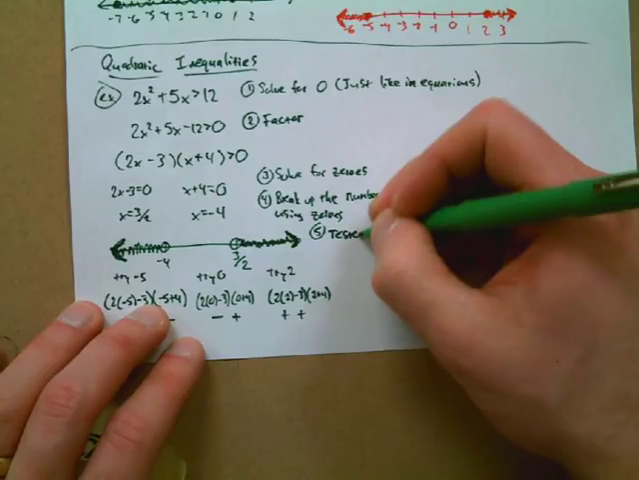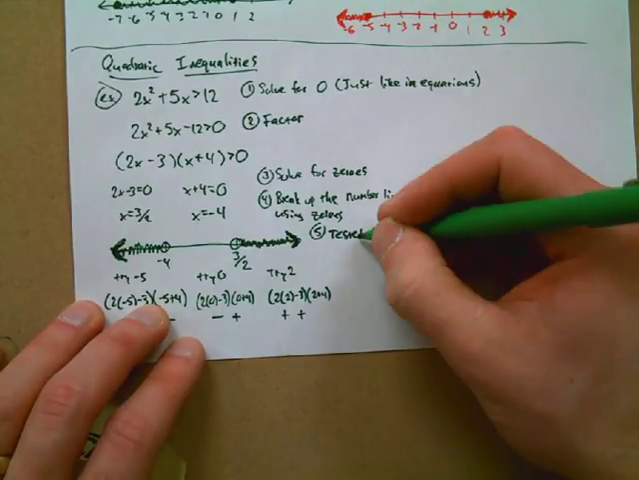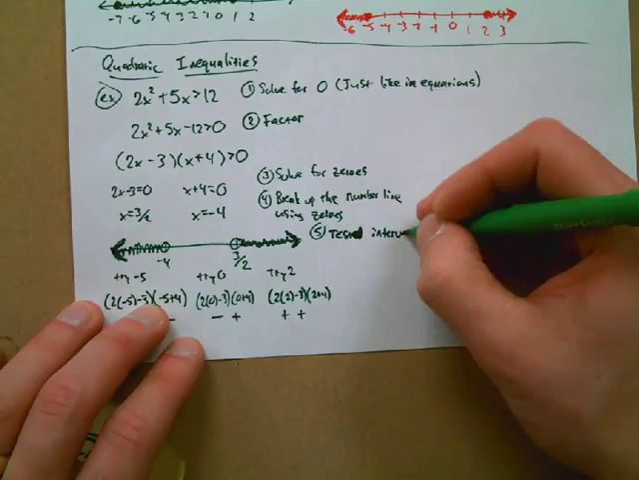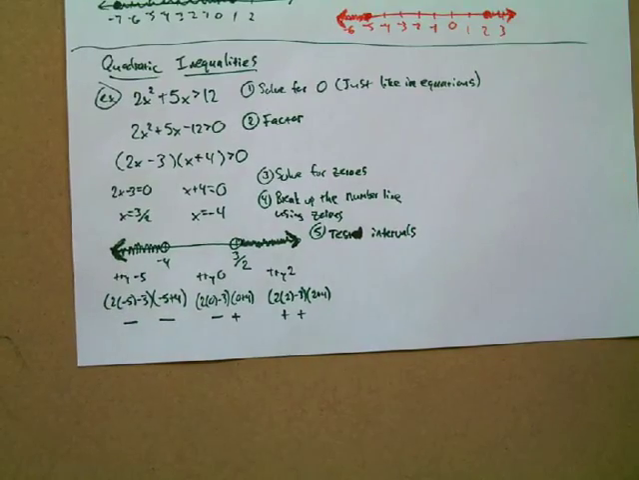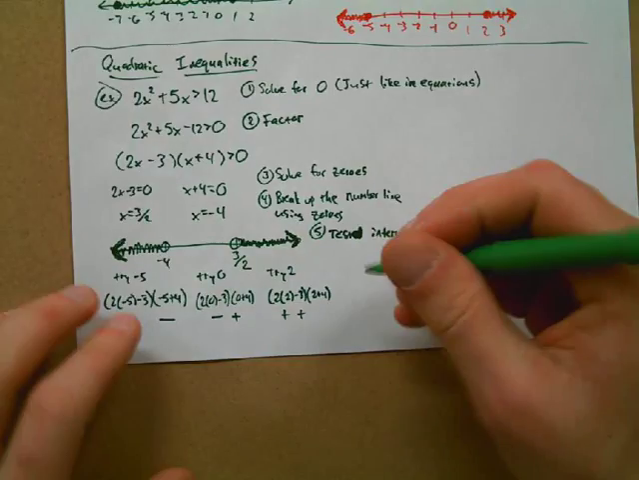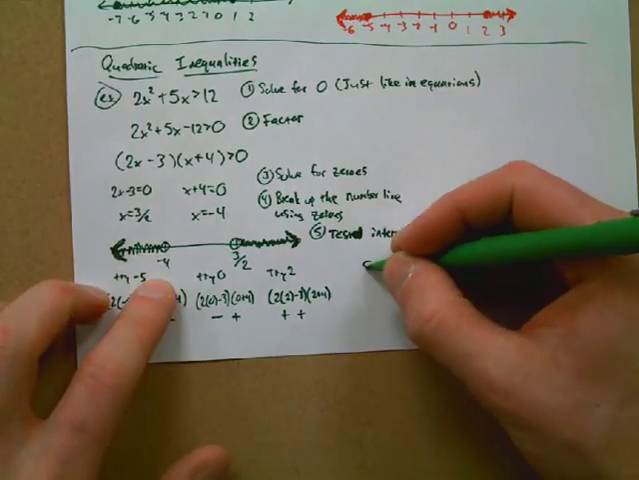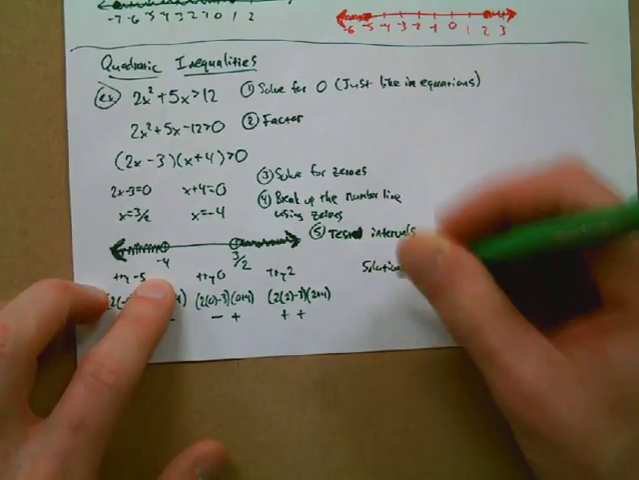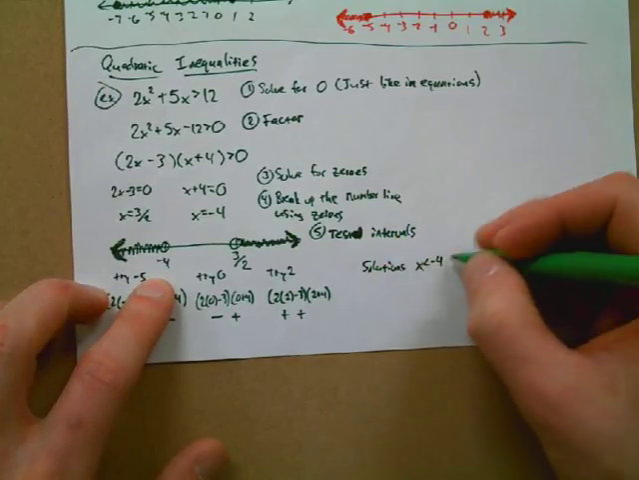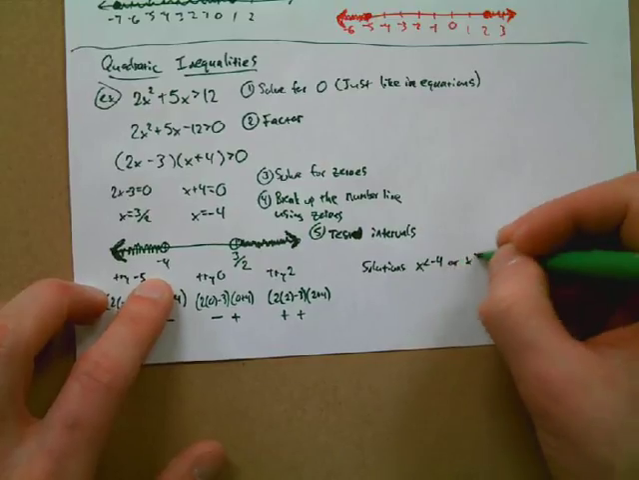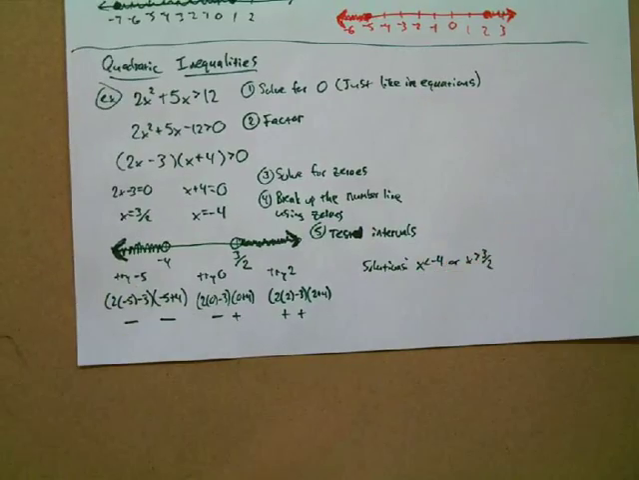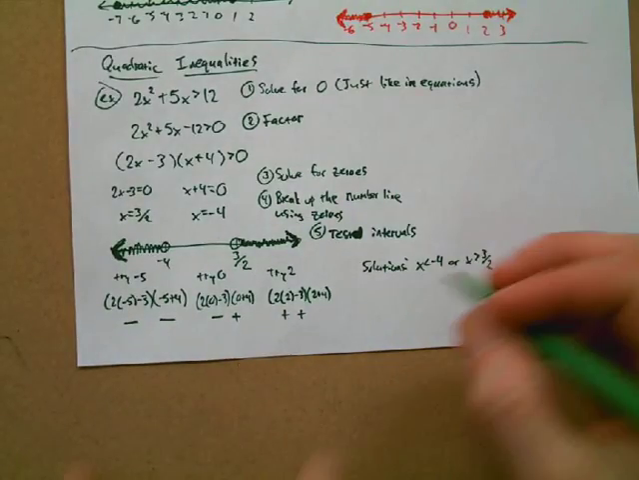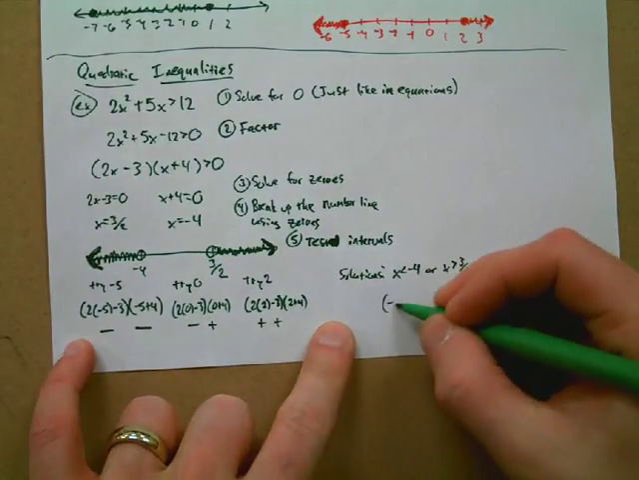And so you can leave your solutions graph that way. We could use an inequality here and say that the solutions are x is less than negative 4 or x is greater than 3/2. Okay, so you can use an inequality there. Or you can use interval notation. Negative infinity to negative 4, not including it, and then union 3/2 to infinity. Same kind of idea. Okay. So there's that.